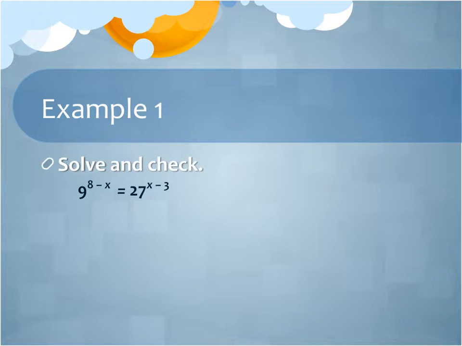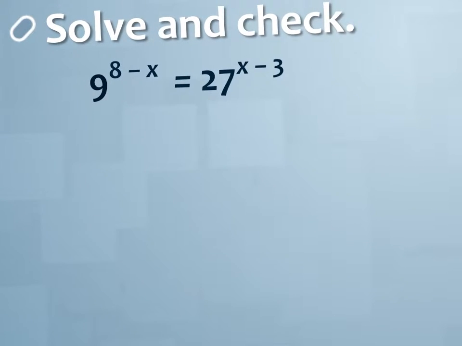So it's a little bit trickier because I can't change just one of these, right? I can't make 9 raised to the power to get to 27. If one side was 3 and one side was 27, I could do that. But they both need to be changed. So I could change 9 to be 3 to the second power, but that's still being raised to the 8 minus x. And then I can change 27 to be 3 to what power? Good, 3 to the third, and that's still being raised to the x minus 3.